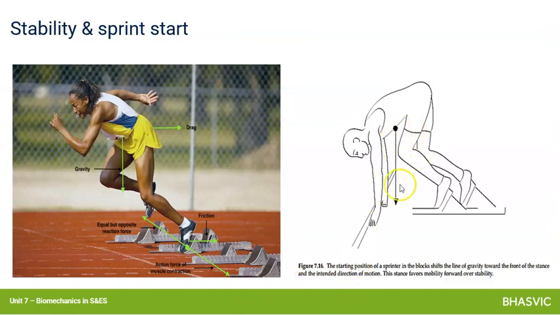So here's the line of gravity through the centre of mass within the base of support. Here's the push out of the blocks, and clearly centre of mass, line of gravity is ahead of this tiny base of support here, where we want to fall forward down to the ground.